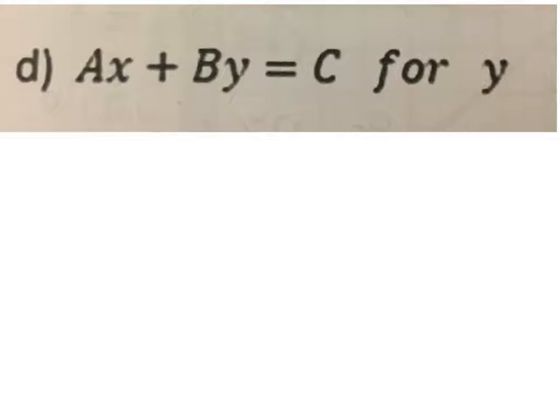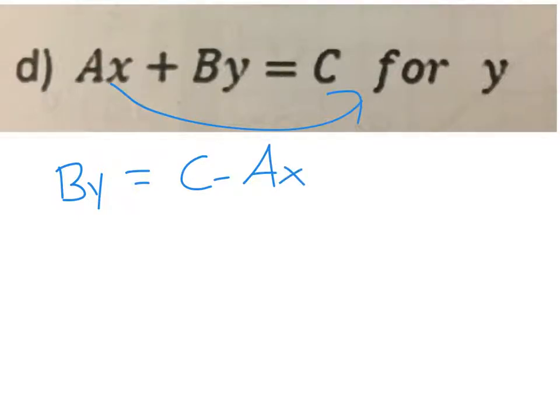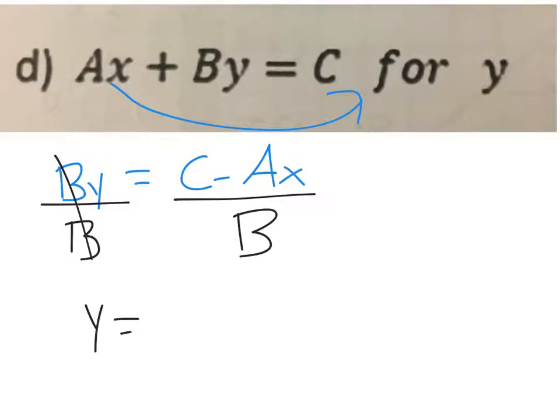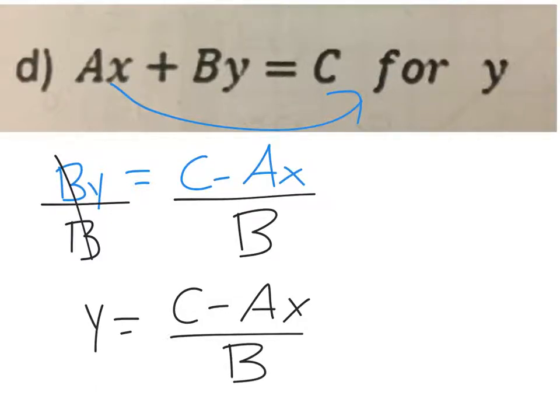Okay, here's the next one, D. AX plus BY equals C, and we're going to isolate the Y. So I want to get Y by itself. So I'm going to move this AX to the other side, and it becomes negative. That leaves me with BY equals C minus AX. And then I have to divide both sides by B. So that leaves me with Y equals C minus AX over B.